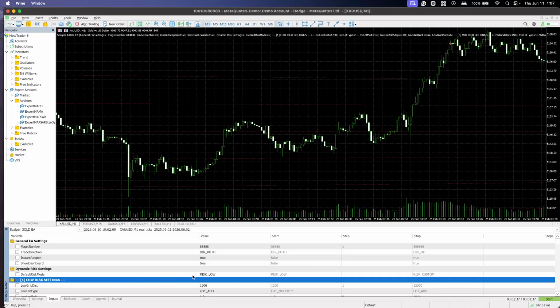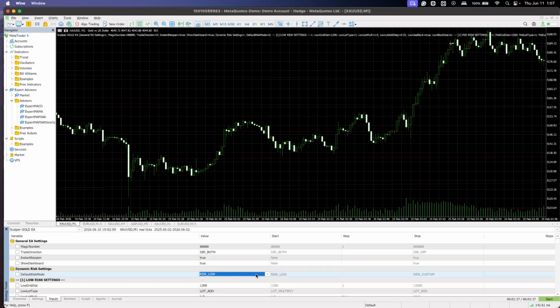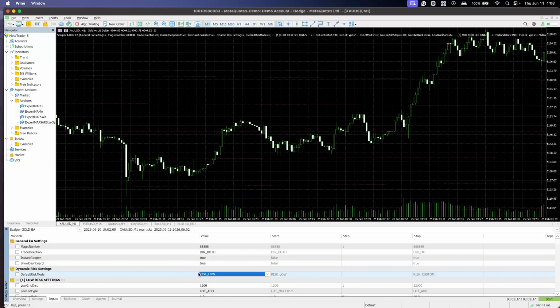Yeah, so my risk mode, I set it to low. I didn't set it to high or extreme. I used low, so we can see the results of our low risk settings. So if you are setting it to high or extreme, then I really don't know what your results are going to look like, but you should be careful.